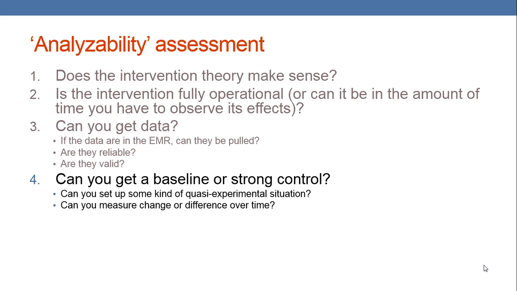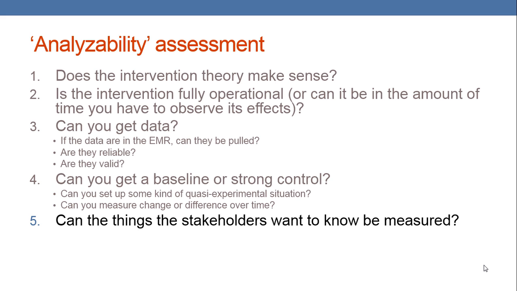And we're going to talk about this today. How do you think about a comparison? If you collect data on an outcome and the outcome is 2, how do you know that 2 is higher or lower than it should be? How do you know that you're hitting your benchmark? And can the things the stakeholders want to know be measured? Sometimes the things we want to know simply can't be measured at all.